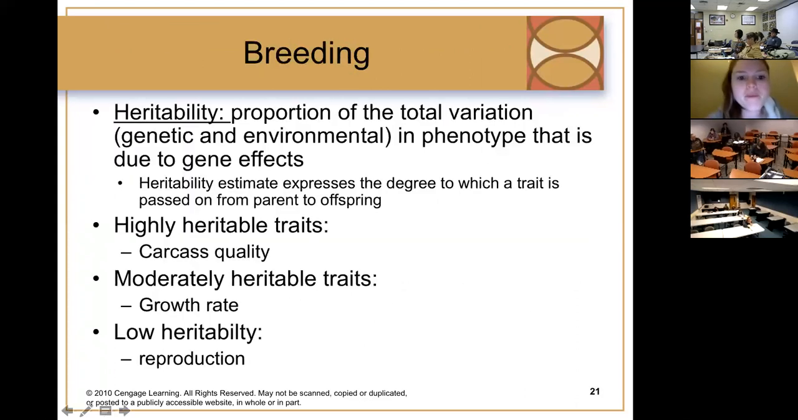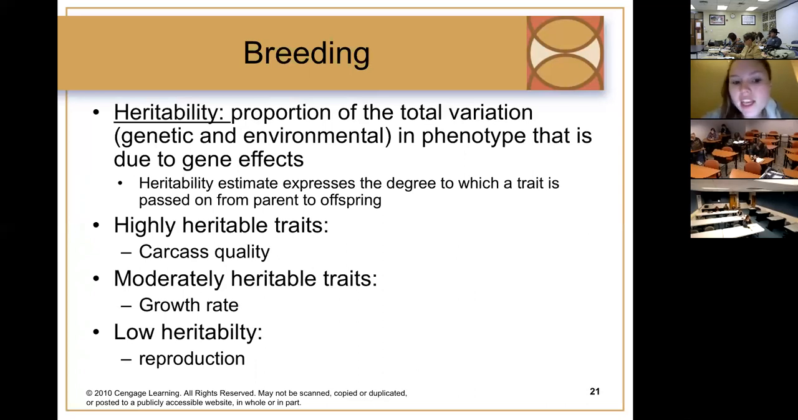That's just an example. So when it comes to breeding, heritability is the proportion of the total variation in the phenotype that is due to the gene effects. Remember we talked about epigenetics, how there can be variation in the way DNA is expressed based on environment and things like that. So heritability is the portion of the variation that is due to gene effects, so just effects coming from the gene.